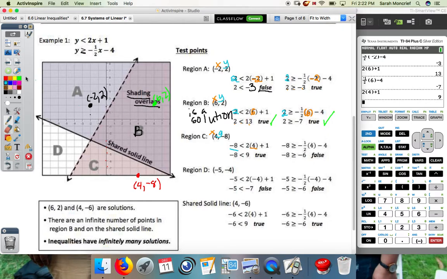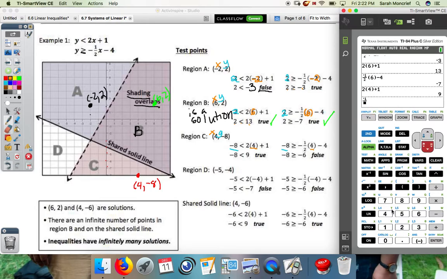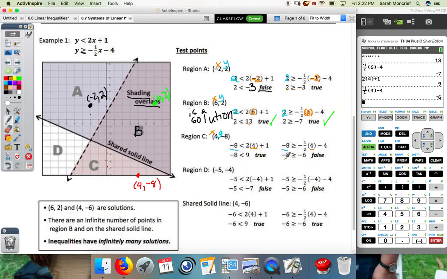We have negative 8 is greater than or equal to negative 1/2 times 4 minus 4. So let's put it in there. Negative 1 over 2 times 4 minus 4. And that got us negative 6. So is negative 8 greater than or equal to negative 6? No. Remember, if the number has a negative, the bigger number is actually smaller. Okay? So this one is not a solution. 4, negative 8 is not a solution.